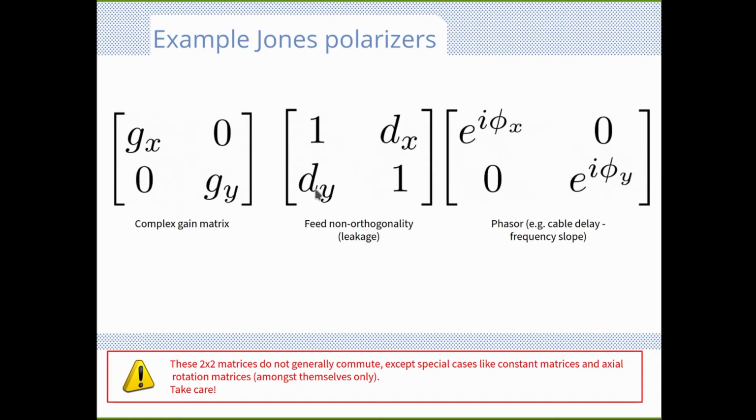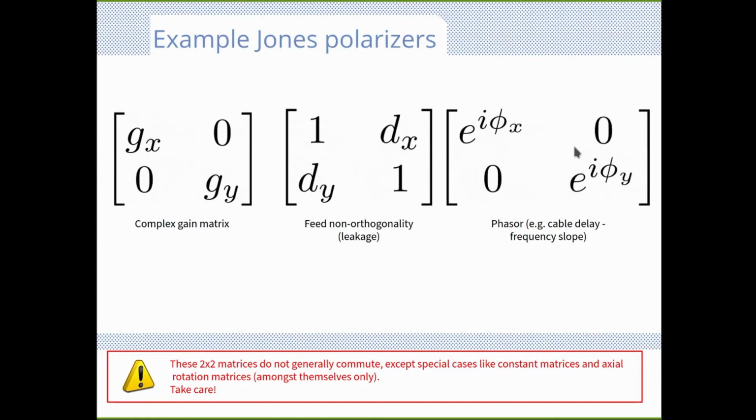Note that to be able to decompose this non-orthogonality of the system from the diagonal gains, where we assume that there is no crosstalk between the different measuring dipoles, we assume that the leakages are small. So they must be much, much, much less than unity, right? For MeerKAT, it's typically on scales of percent level, so it's much less. So this decomposition works reasonably well. Okay. So then we also can get a phasor matrix, which is a special case of a complex gain matrix, right? It just has unity on the amplitude and some phase attached to it. The phase can be, again, temporal or frequency variable.